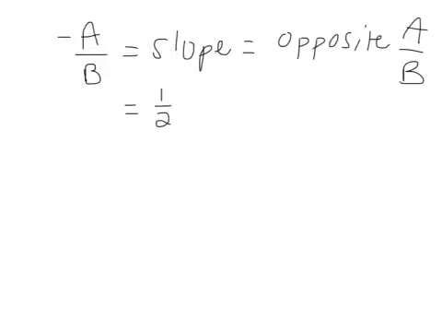a over b. So if the slope equals 1/2, then what is the opposite of 1/2? It would be negative 1 over 2. So our a would equal 1, and our b would equal negative 2.